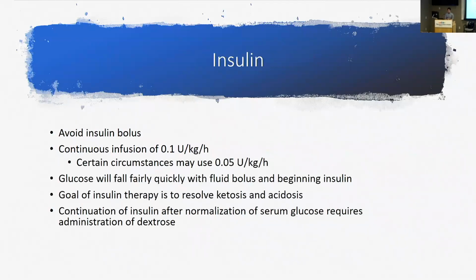Next step in terms of management is going to be insulin. In general, we want to avoid an insulin bolus and start with just a continuous infusion of insulin. The reasons go back to trying to avoid rapid correction and rapid shifts in osmolarity. With a fluid bolus, you're going to start to drop the glucose concentration fairly significantly. The risk of an insulin bolus is that you drop the glucose too much too early, and that's why we advise against it.